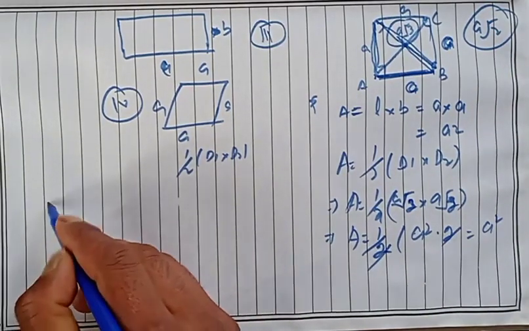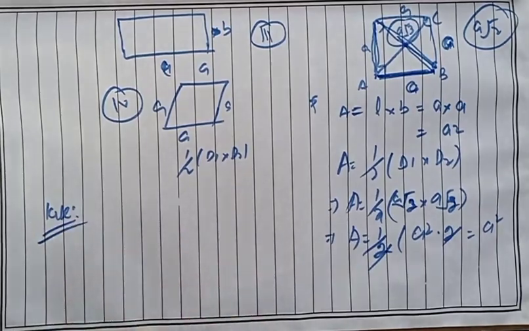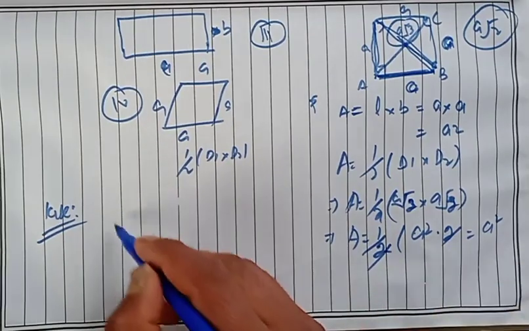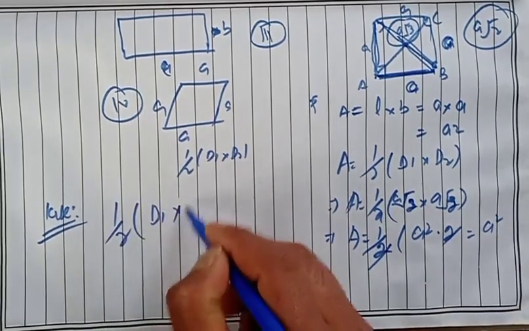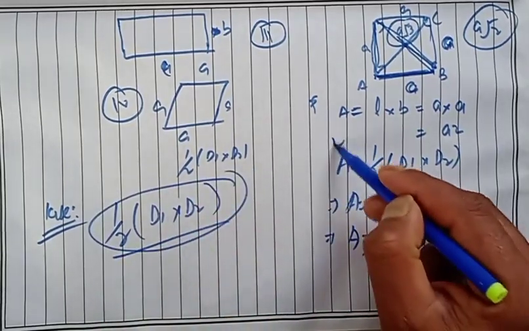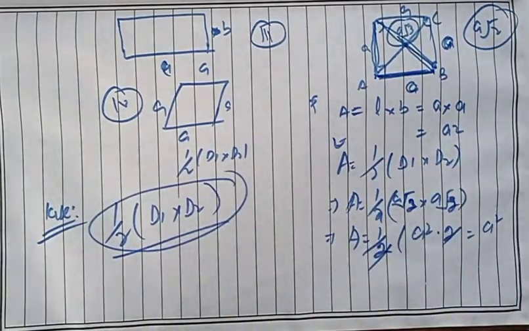Now the last one, that's the kite. If we apply the formula of the kite for this kite, the kite has the same formula, that's 1 by 2, diagonal 1 into diagonal 2, which we have already drawn, that is this. So it was all about the property of the square, that again I will repeat, that the square has every property of other quadrilaterals in terms of area.